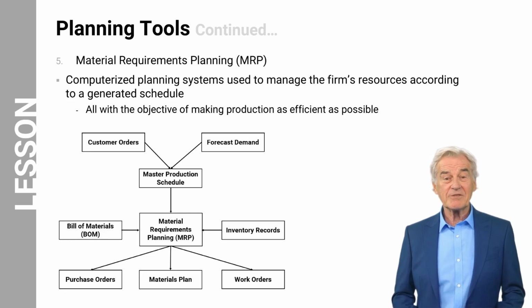Computerized planning systems, such as Material Requirement Planning, abbreviated as MRP, are used to manage the firm's resources according to a generated schedule. The main objective of Material Requirement Planning is to make production as efficient as possible with the company's given resources.